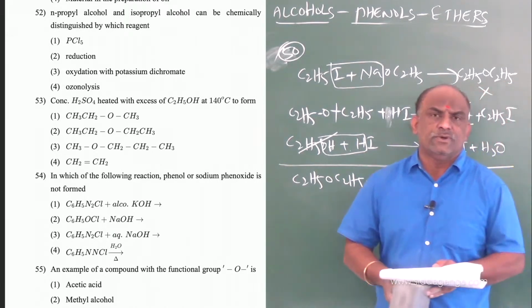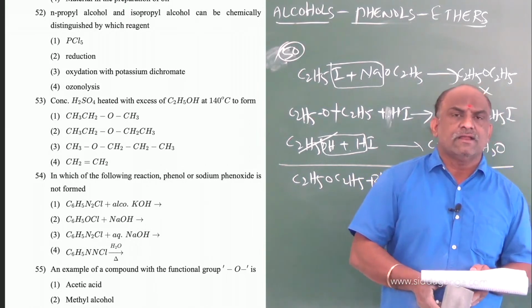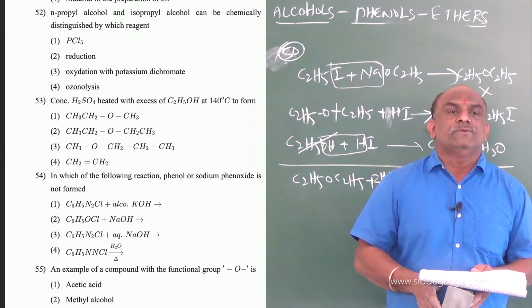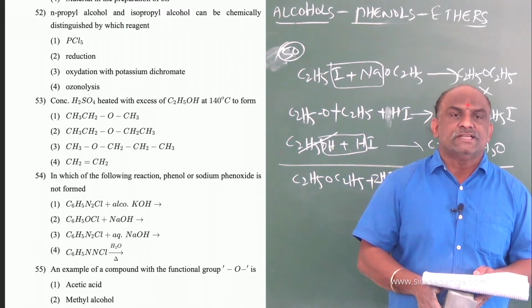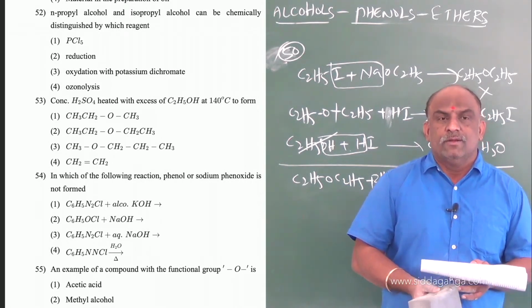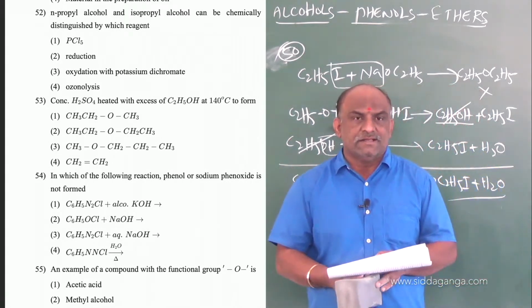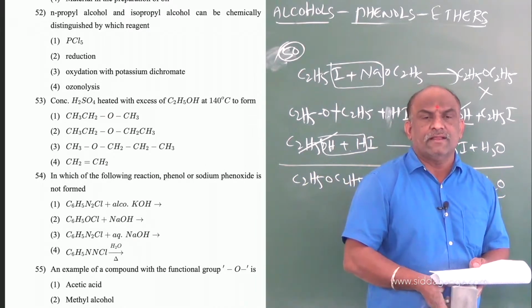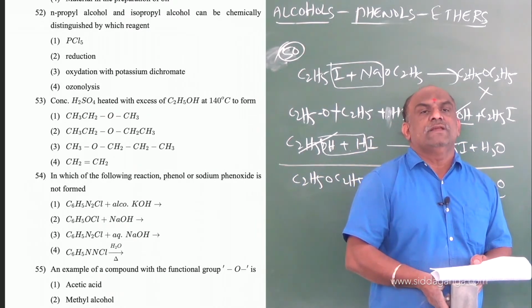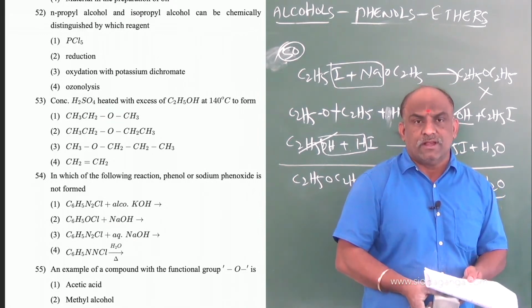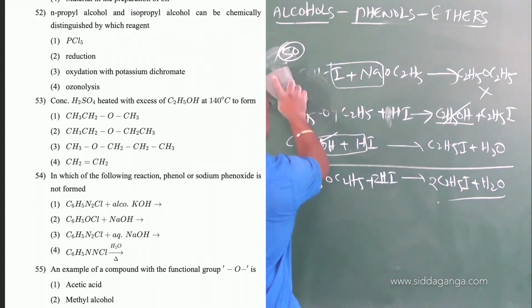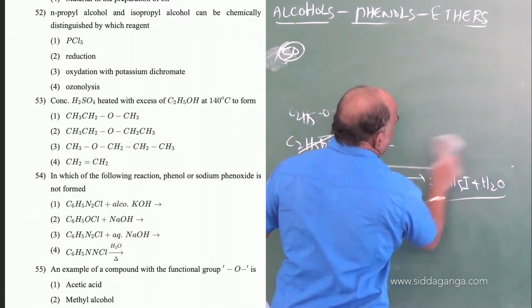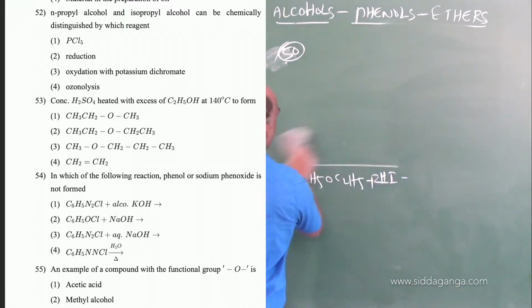Primary alcohols produce aldehydes, secondary alcohols produce ketones. So the answer is the third option, oxidation with potassium dichromate. With potassium dichromate, the primary alcohol gives an intermediate aldehyde, while the secondary alcohol gives a ketone, because one is n-propyl alcohol and the second is isopropyl alcohol. Isopropyl alcohol is secondary, n-propyl alcohol is primary. How to find isopropyl and n-propyl?